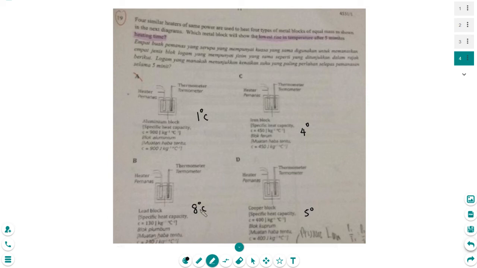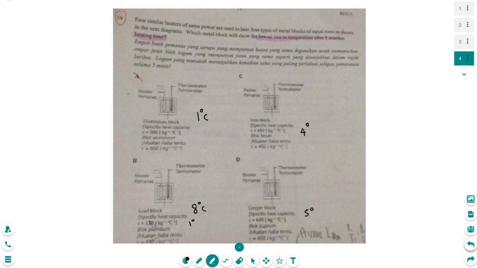Now, why is it? Because it says here the heat capacity is the amount of energy needed to raise 1 kilogram of material by 1 degree Celsius. So if you give the lead block 130 joules, immediately it will raise by 1 degree. Of course, the amount of energy the heaters are giving is the same.